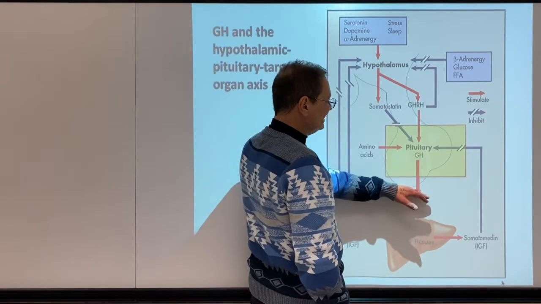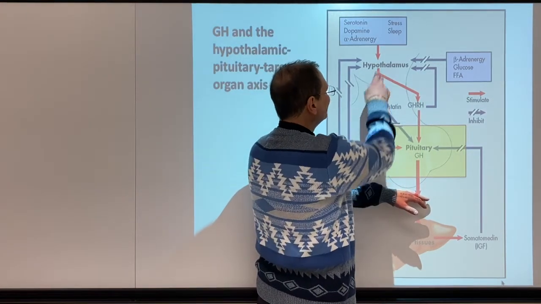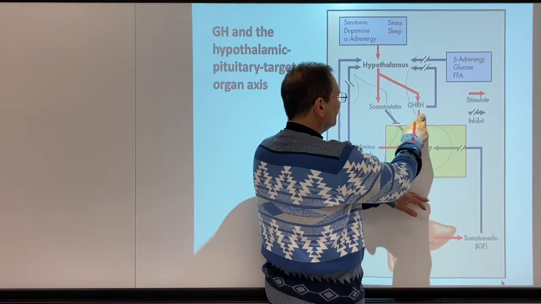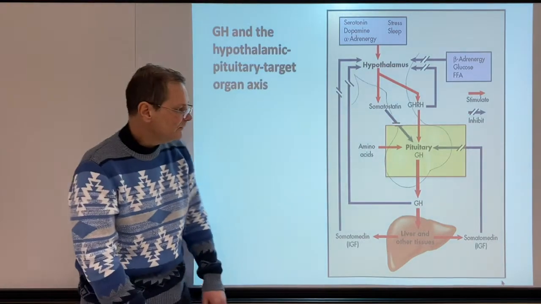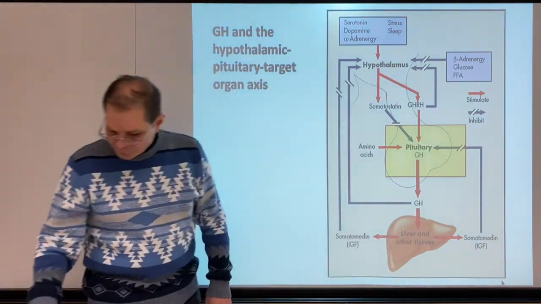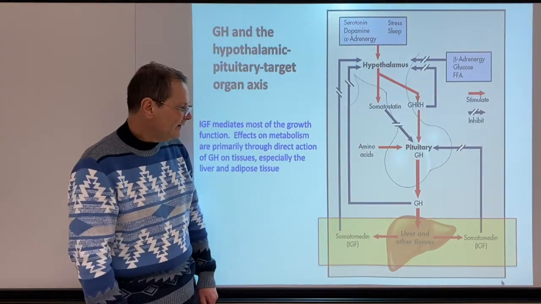If you want to decrease growth hormone, then you will increase somatostatin from the hypothalamus and decrease growth hormone releasing hormone from the hypothalamus, and that will decrease GH release from the pituitary. GH acts upon the liver and other tissues, okay?